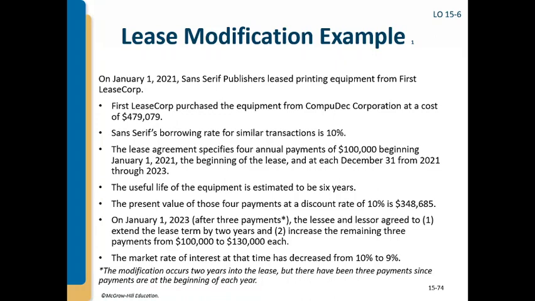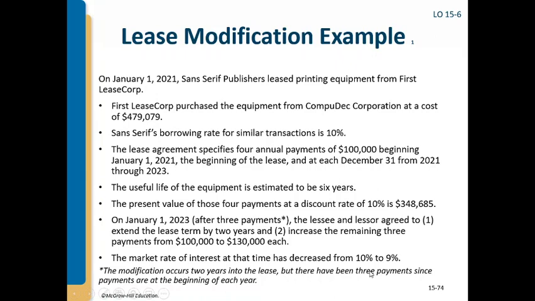The lease agreement specifies 4 annual payments of $100,000 beginning January 1, 2021, the beginning of the lease, and at each December 31 from 2021 through 2023. The useful life of the equipment is estimated to be 6 years. The present value of those 4 payments at a discount rate of 10% is $348,685.